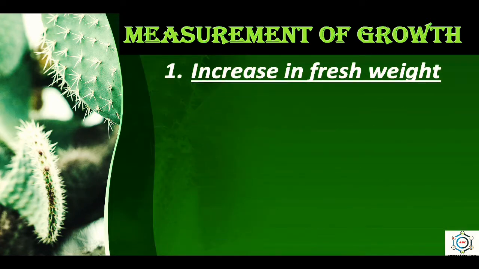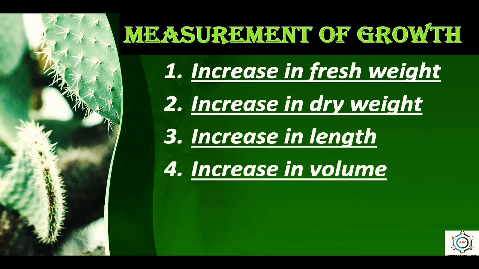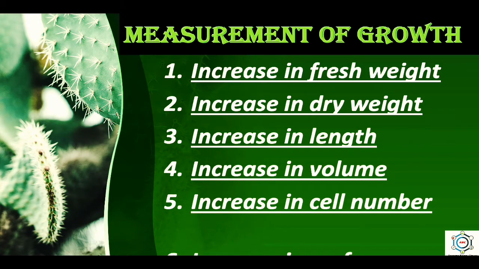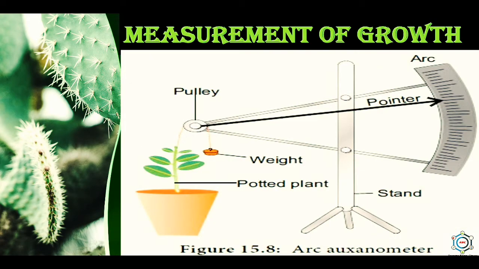Thus, specific parameters are employed to measure the growth of different organs, for example, increase in fresh weight, increase in dry weight, increase in length in case of pollen tube, increase in volume, increase in cell number, increase in surface area in case of leaves. So while measuring the growth of the plant or plant organs, one should select the kind of measurement mentioned here, that is increase in fresh weight, dry weight, length, volume, cell number or surface area. More than one parameter may be employed to get correct results.